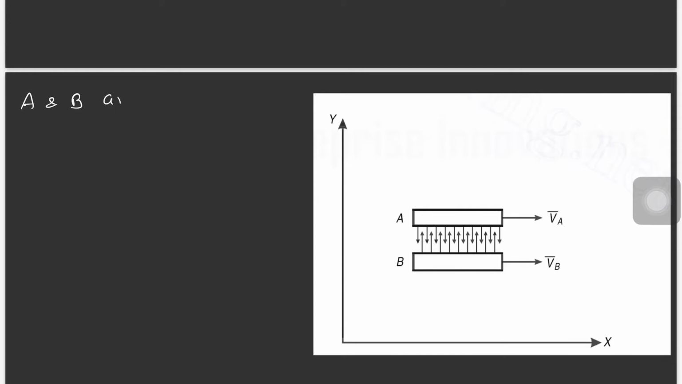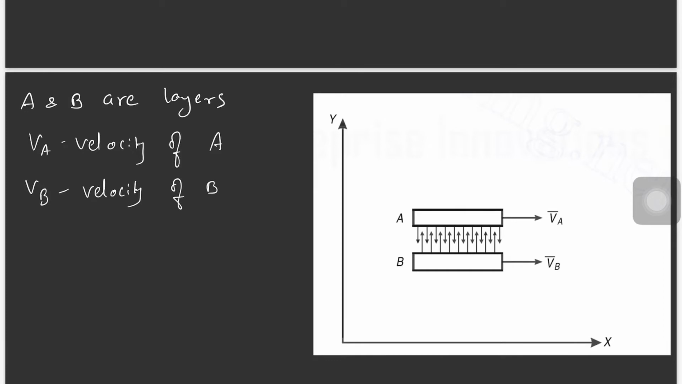A and B are layers, and let layer A travel with a velocity VA and layer B travel with a velocity VB, which means VA is the velocity of A, VB is the velocity of B. Now the underlying important point is VA is greater than VB. Now what is the relative velocity between these two?